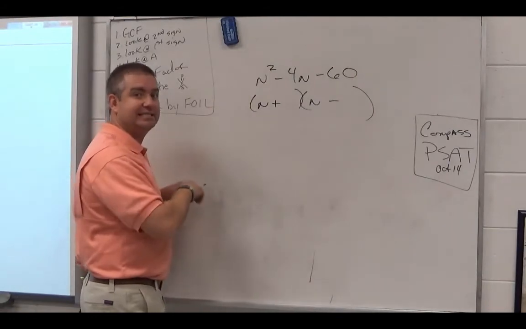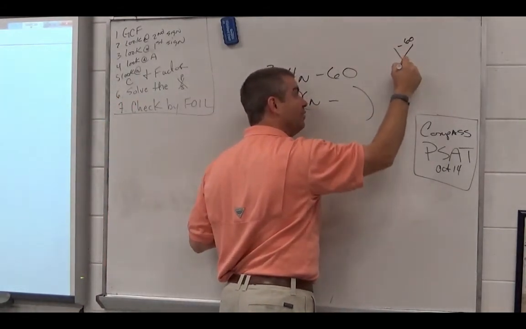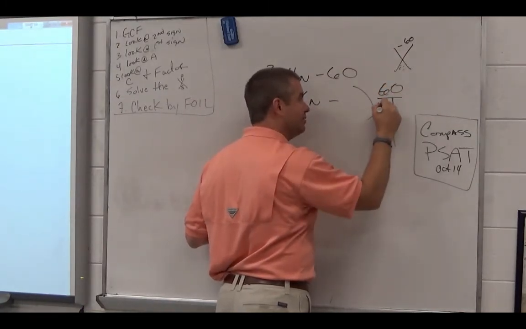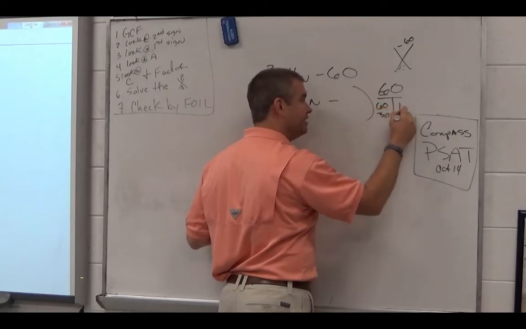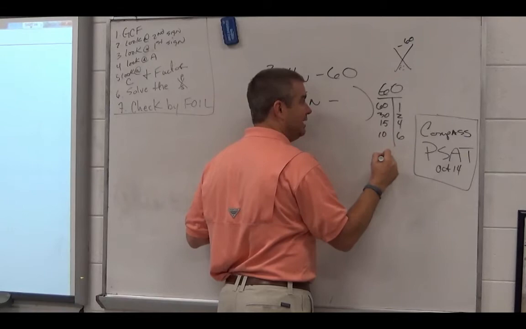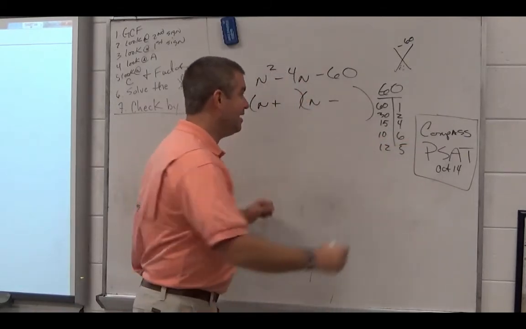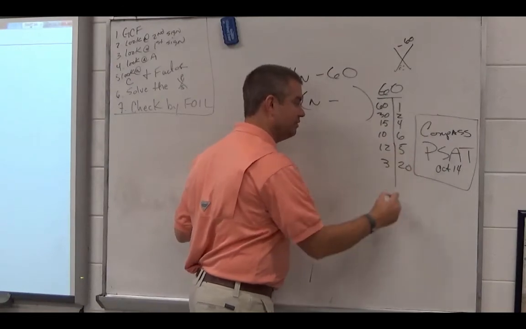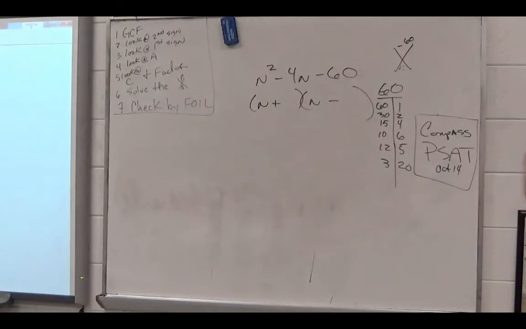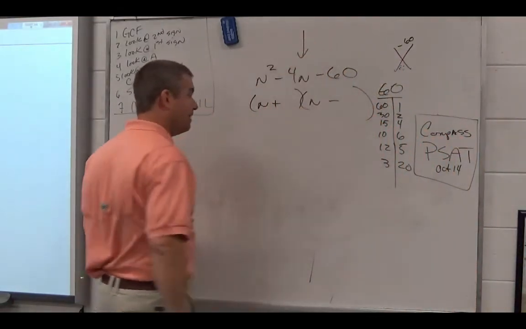Now we look at the 60, specifically negative 60, and we try to figure out what goes here. I'm going to break 60 up. I'm going to say 60 and 1, 30 and 2, 15 and 4, 10 and 6. Is that it? How about 12 and 5? How about 3 and 20? Are those all my factors? Yeah. Which one of those factors has something to do with the 4 right here?